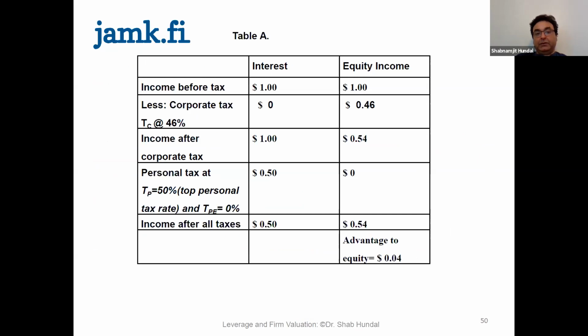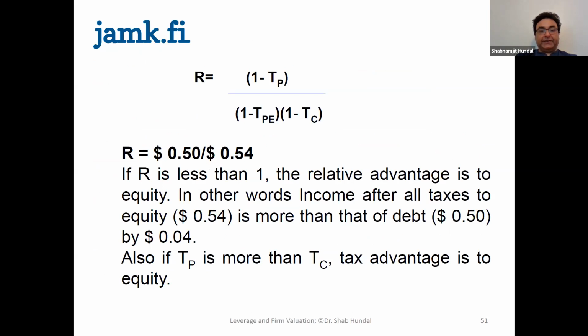So here, the equity income holder is getting 4 cents more than what you get if you are a debt holder. And by changing these tax rates, you can see that here, after all taxes, the debt holder gets 50 cents and the equity holder gets 54. So if you divide 50 by 54, you get less than 1. So you can see that there is more tax advantage to the equity.